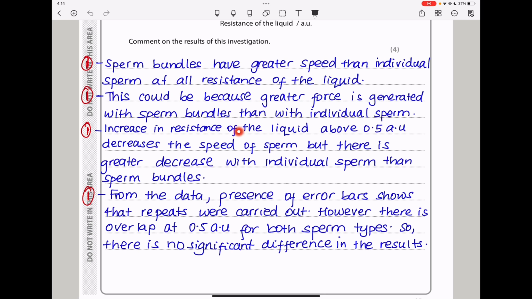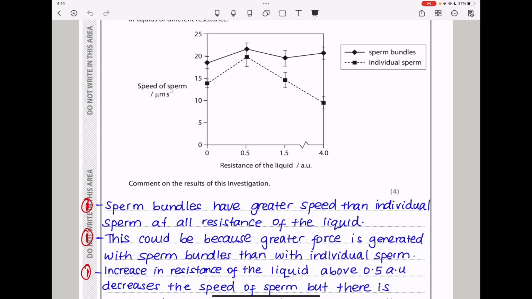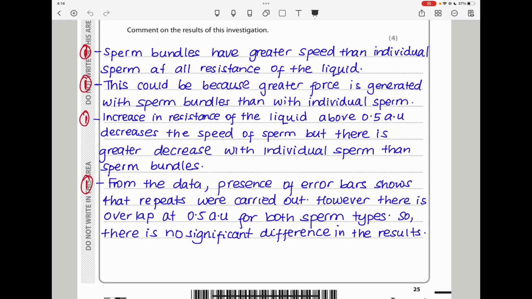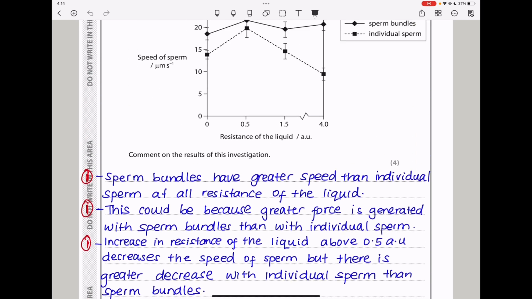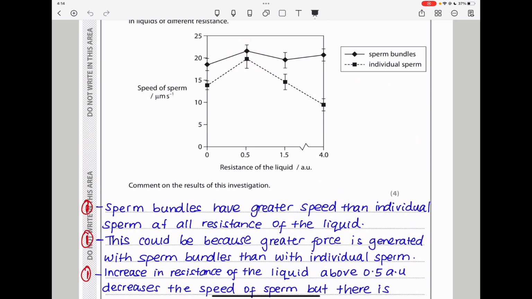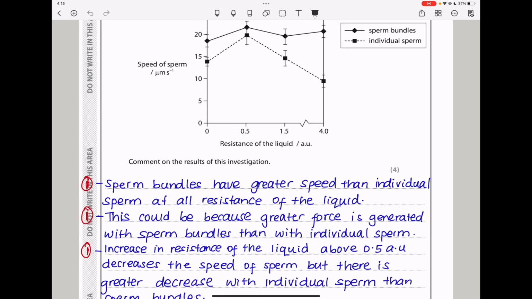Then, increasing resistance of the liquid above 0.5 AU decreases the speed of the sperm, but there is greater decrease with individual sperm than sperm bundles. And lastly, from the data, presence of error bars shows that the error bars are these ones here. It shows that the repeats were carried out, the mean was calculated, and so the results could be believable. However, there is overlap at 0.5 AU for both sperm types, so there is no significant difference in the results. I'm talking about the results here. The highest for this and the lowest for that do overlap, so this result here is not dependable.